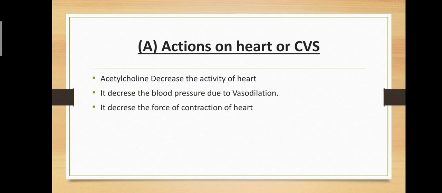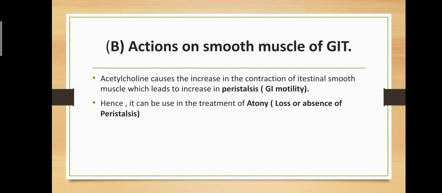Actions on the heart or CVS, that is, the cardiovascular system. Acetylcholine decreases the activity of the heart. It decreases the blood pressure due to vasodilation. It decreases the force of contraction of the heart. Next, action on smooth muscles of the GIT.